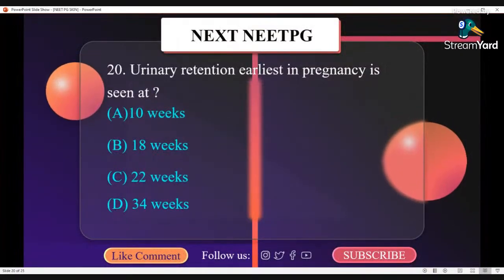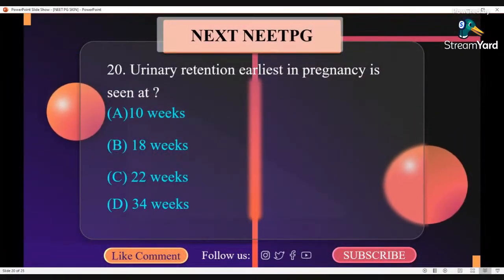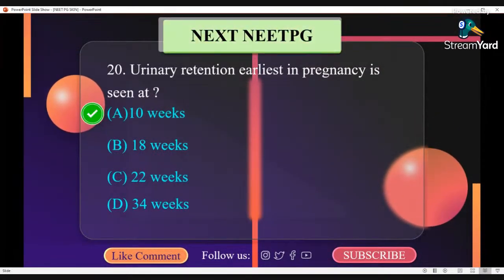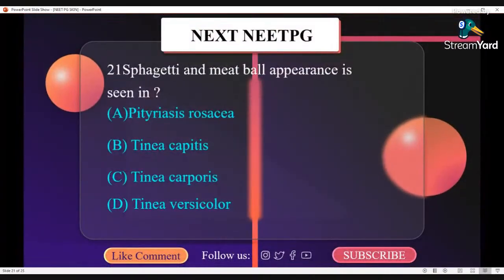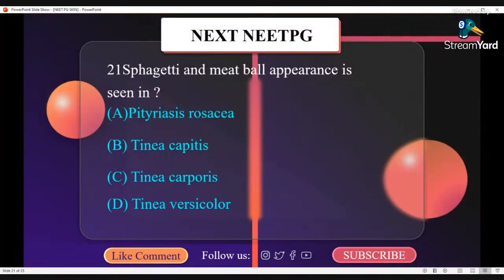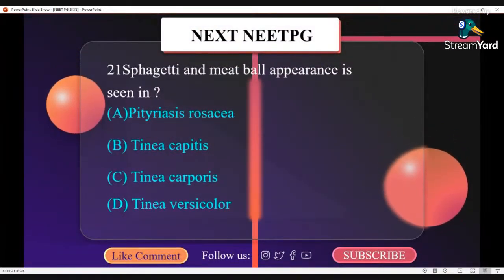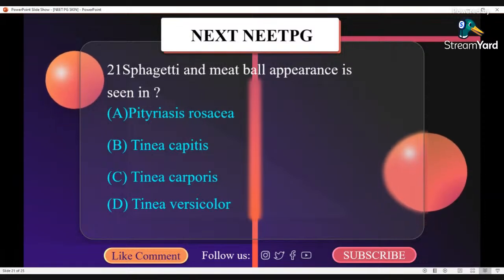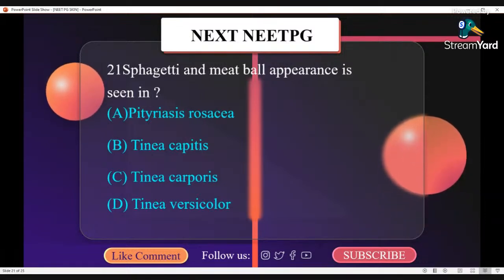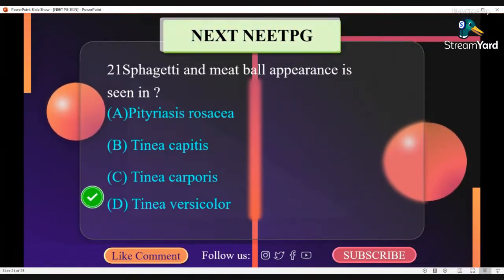Urinary retention earliest in pregnancy is seen at 10 weeks. Spaghetti and meatball appearance is seen in A. Pityriasis rosea, B. Tinea capitis, C. Tinea corporis, D. Tinea versicolor. It is seen in tinea versicolor, D.